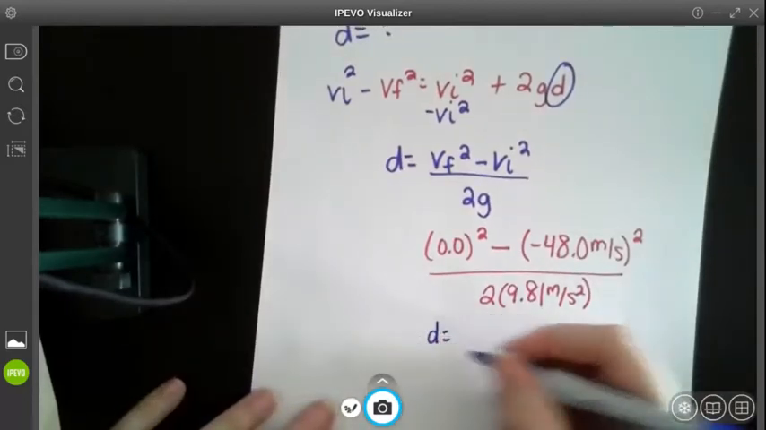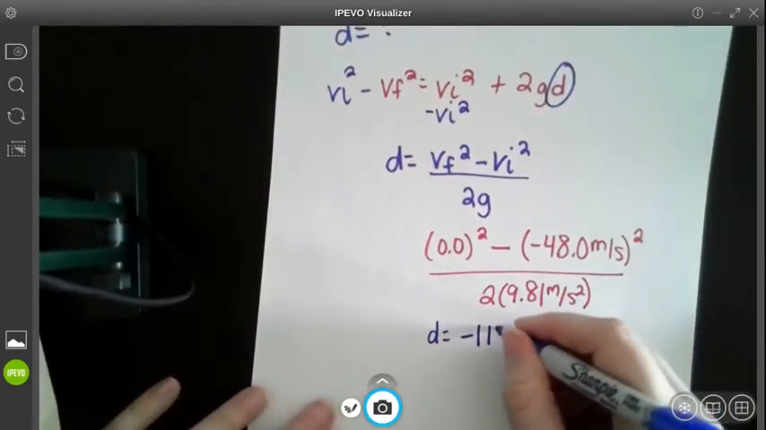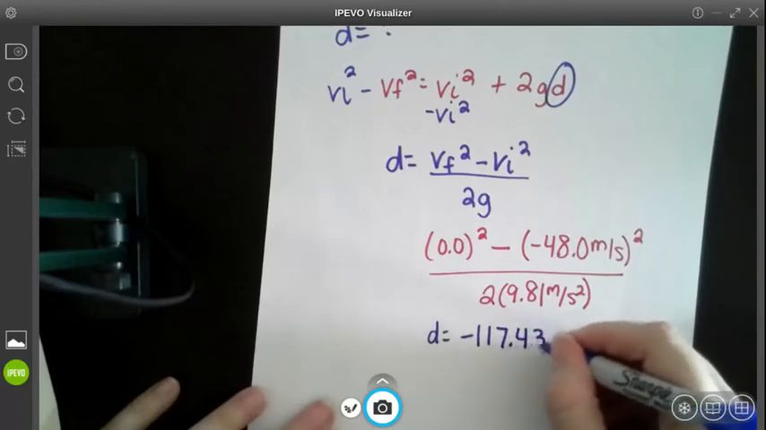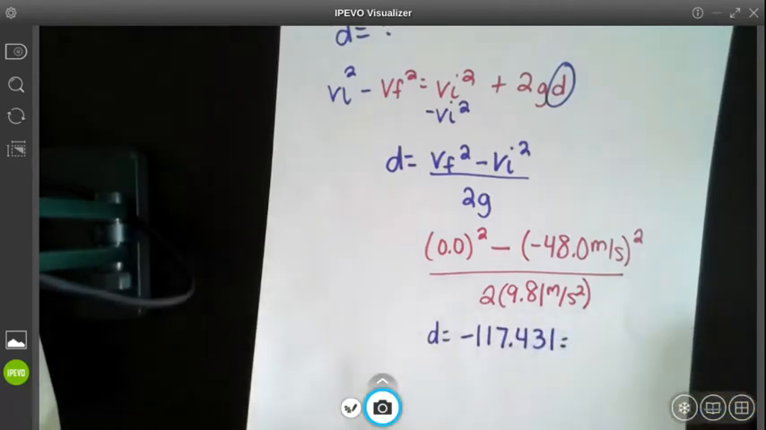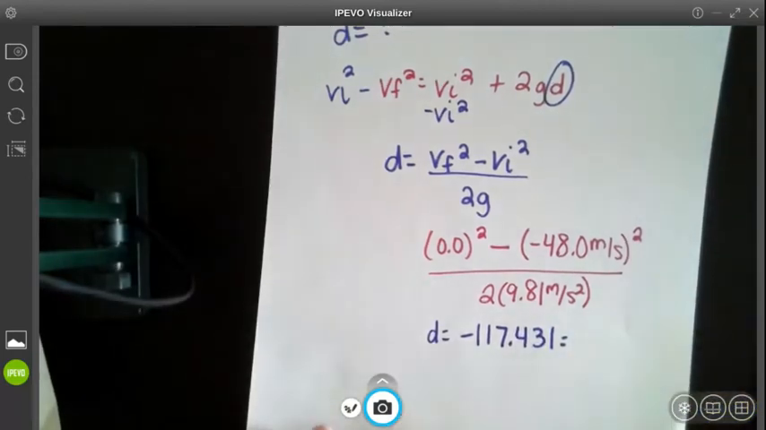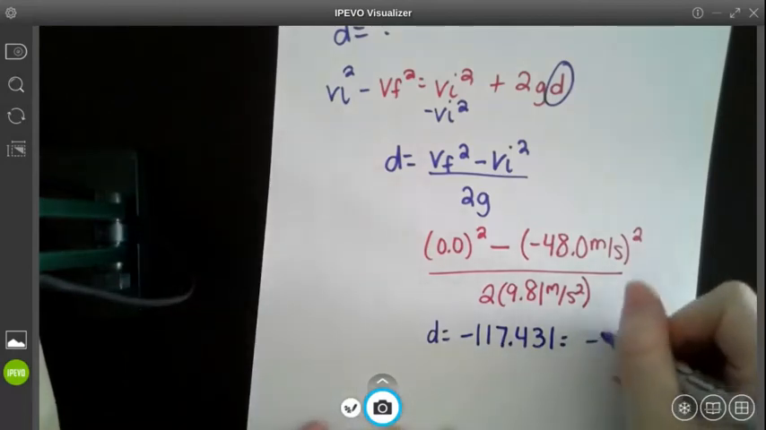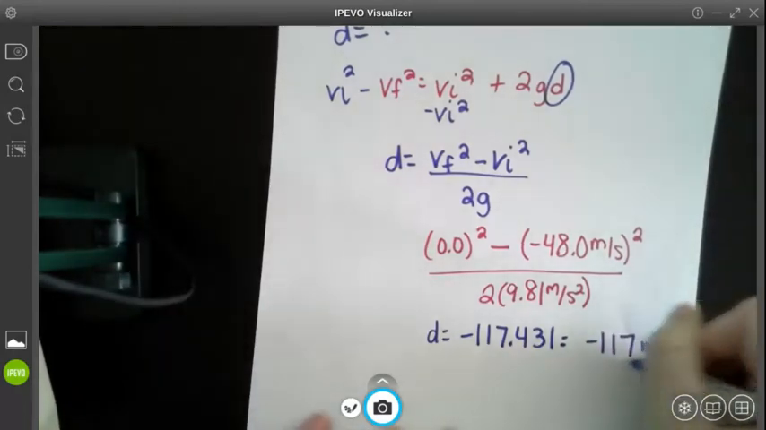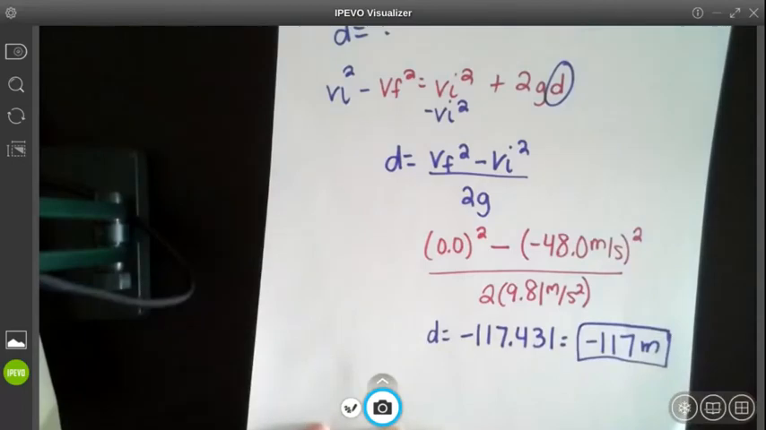If I put this into my calculator, I get a negative 117,431. And if you look at our given at the top, we actually need 3 sig figs, so it's only going to be a negative 117 meters. And that is my final answer for problem 2. I'm going to do 2 more problems and then we'll be finished.